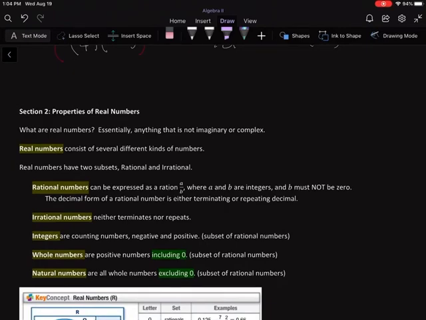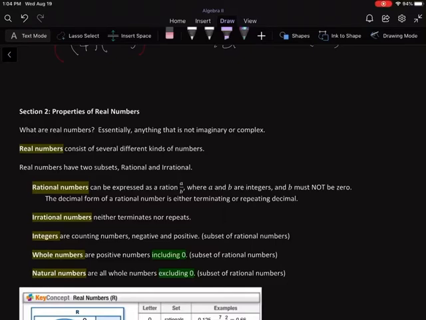We need to be able to classify numbers. And we will be talking about real numbers specifically. So what are real numbers? Real numbers are anything that is not complex and not imaginary. Real numbers consist of 7 different kinds, okay?